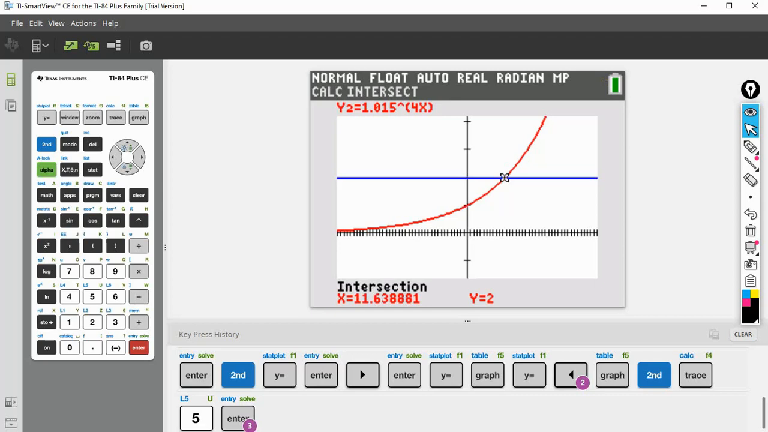Time would be 11.638881. So that's almost 12 years, so 11.63 years. And we can round it to 11.64 years, so that's the time it would take. 11.64 years.